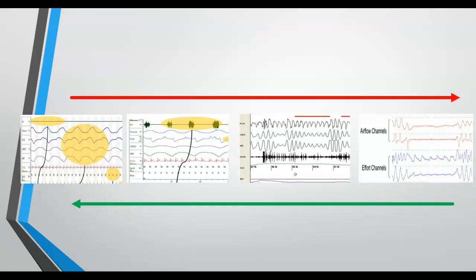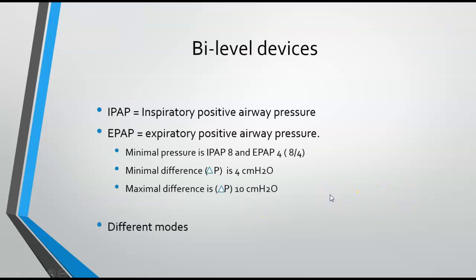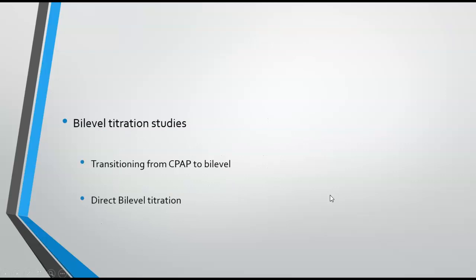Let's look into what is happening with BiPAP, bilevel titration. So, bilevel titration studies. There are two types of bilevel titration studies. If the respiratory events are not under control with a CPAP of 15, we may transition into bilevel studies, or do direct bilevel titration studies. It may depend on the patient's condition.